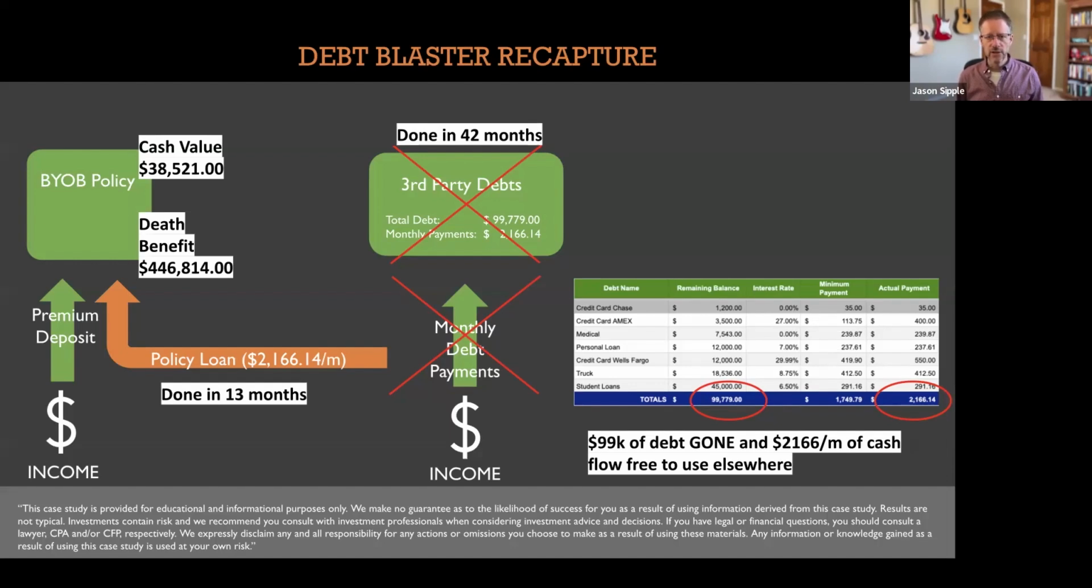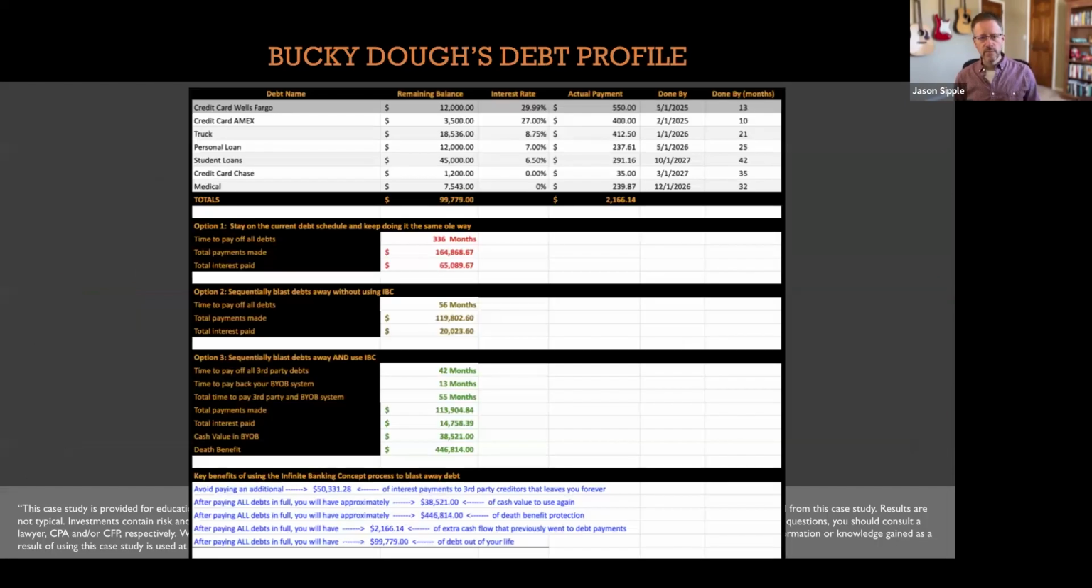It gets better and better every day. So that's what your picture looks like if you were to use the Debt Blaster tool in conjunction with the infinite banking concept process. This is what it looks like for you. Now, just to wrap up, here's what happens. If you go through a strategy call and kind of share your debt profile, your cash flow, one of the things we'll do if you choose to work with our team is we'll build you a Debt Blaster report.